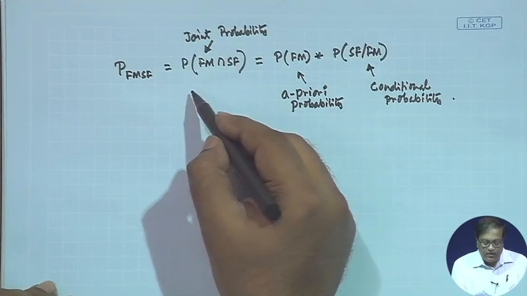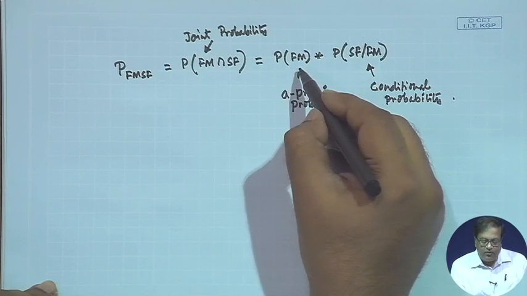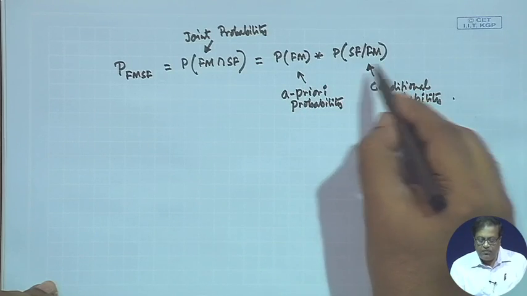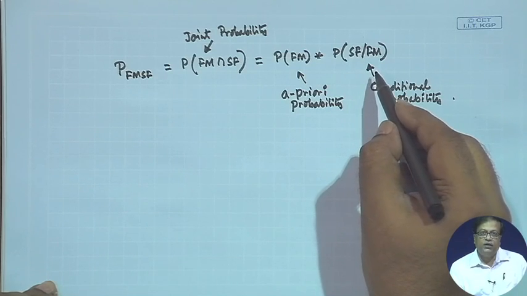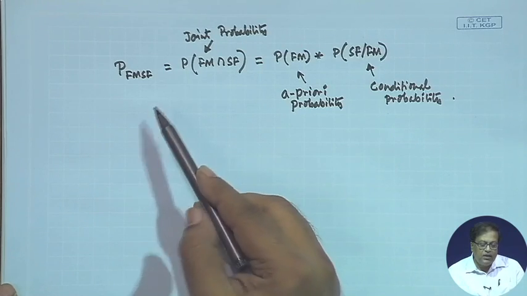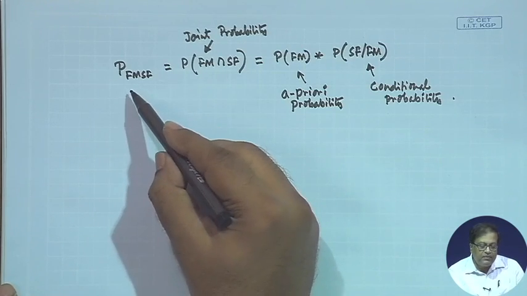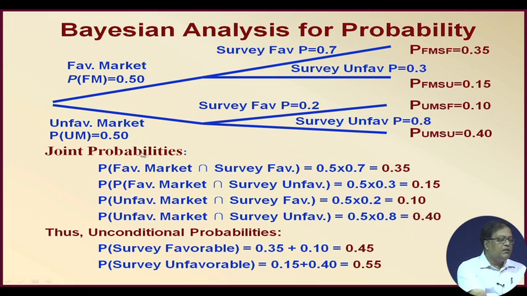The joint probability of favorable market and survey favorable is the a priori probability of favorable market multiplied by the corresponding conditional probability of survey favorable given favorable market. So, when you do this multiplication, we get what is known as the joint probability of favorable market and survey favorable. Let us go back there once again. So, the probability of favorable market and survey favorable, the intersection, would be 0.5 into 0.7 equal to 0.35.